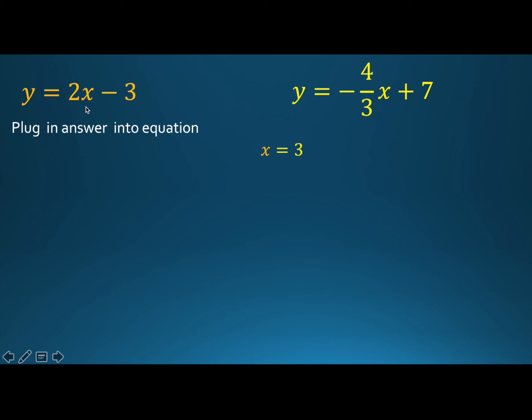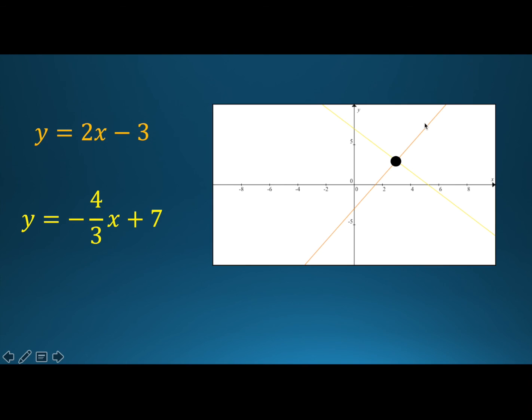So here's an x. We're going to plug in 3 into that x, like so. 2 times 3 is 6, minus 3 is 3, so we get an answer of y equals 3. The intersection point of y equals 2x minus 3, y equals negative 4/3 x plus 7 is (3, 3). Going back to our graph, you see this makes sense. You can tell the lines intersect at the point (3, 3).